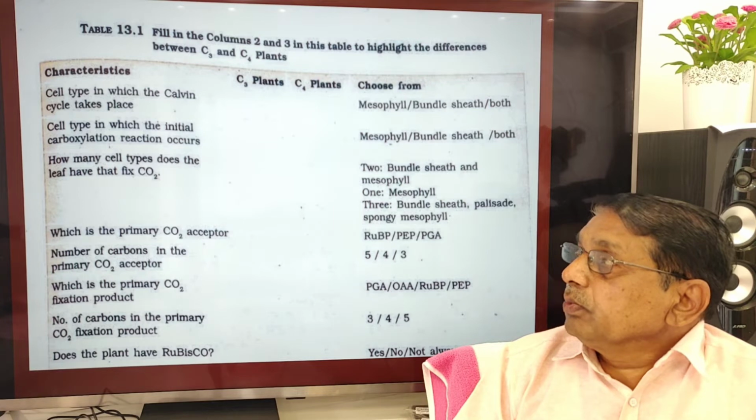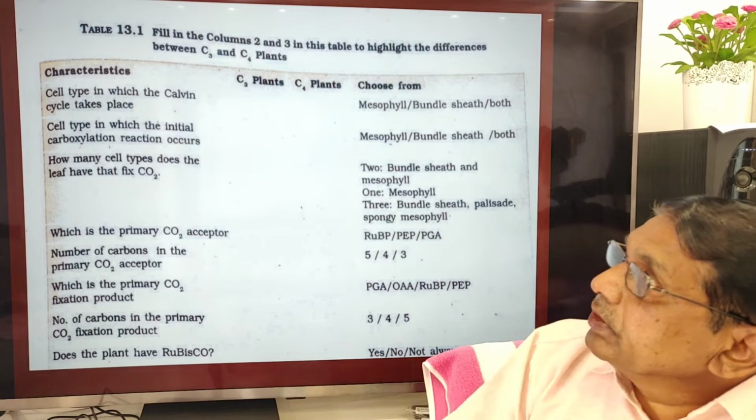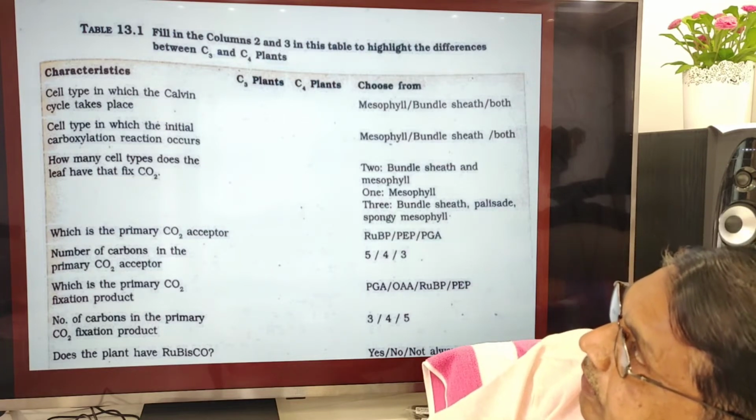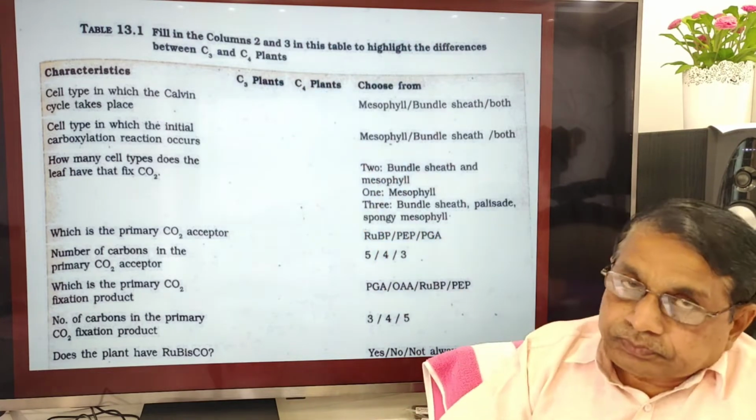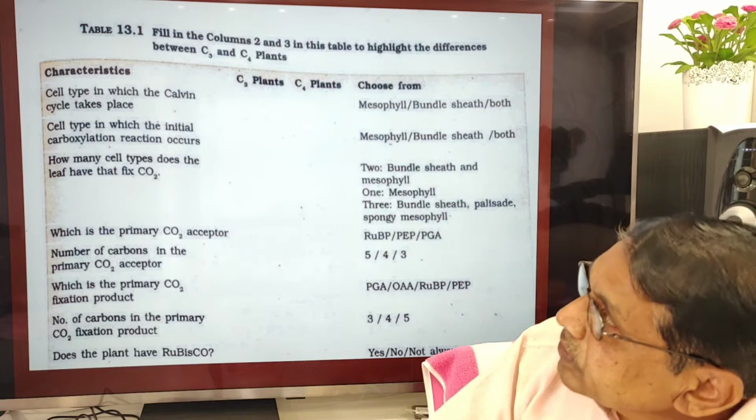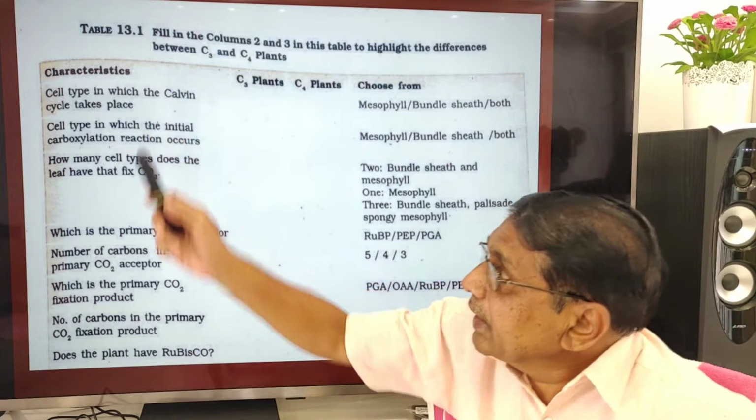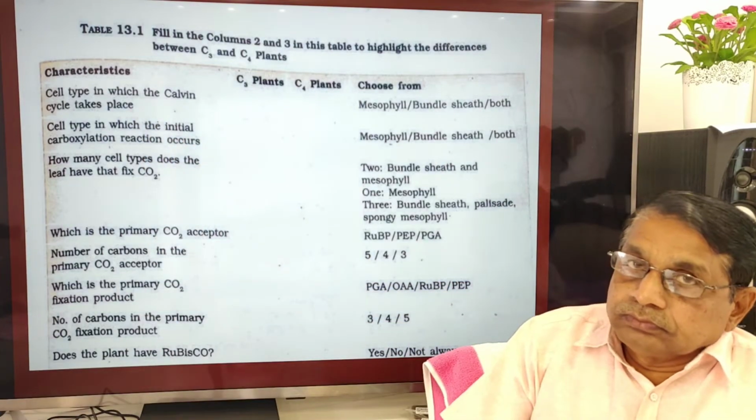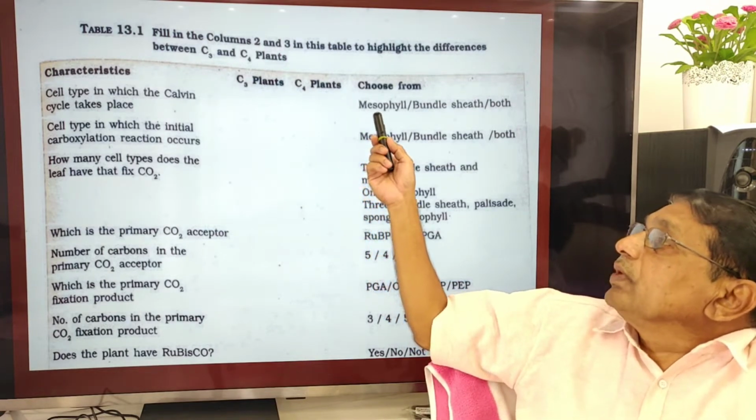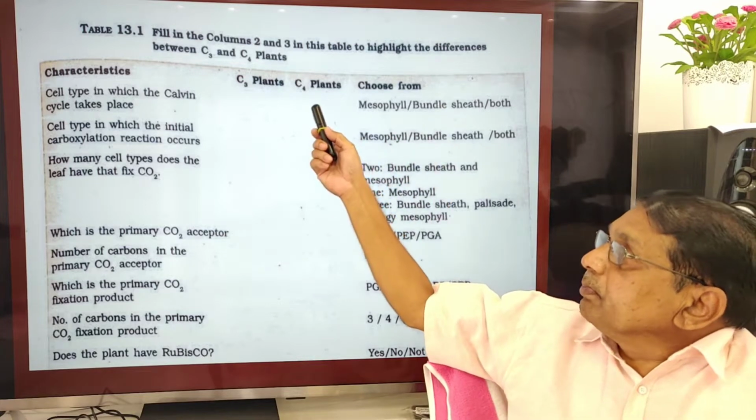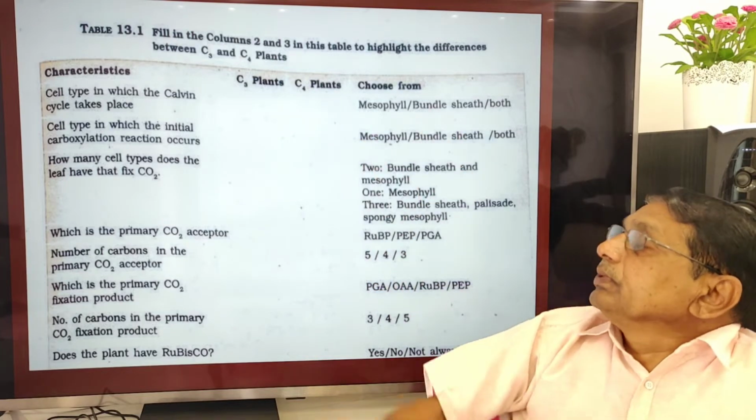In your NCERT book, a very good question is given in the table, C3 plants and C4 plants. For example, the cell type in which the Calvin cycle takes place. He is asking about both C3 plants and C4 plants. In C3 plants, mesophyll; in C4 plants, bundle sheath. You have to write like this: here mesophyll cells, here bundle sheath.